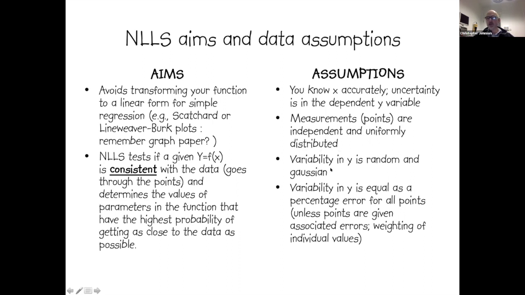The variability in Y is random and has a Gaussian distribution, and the variability in Y is equal as a percentage error for all points. If it isn't equal, then we may need to determine the individual errors on each Y point and fit the data using weighted errors, where we assign an individual error to each Y value.